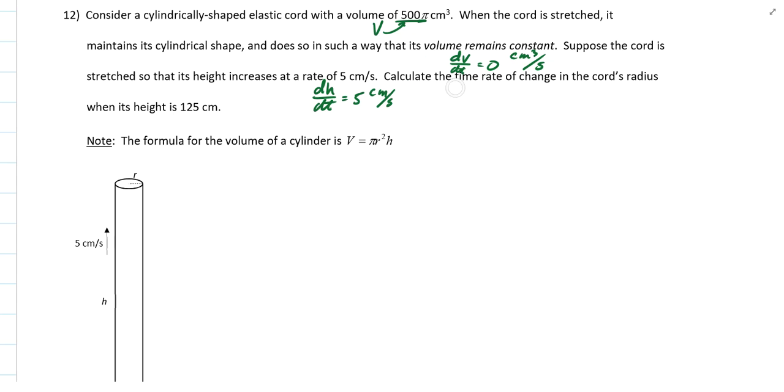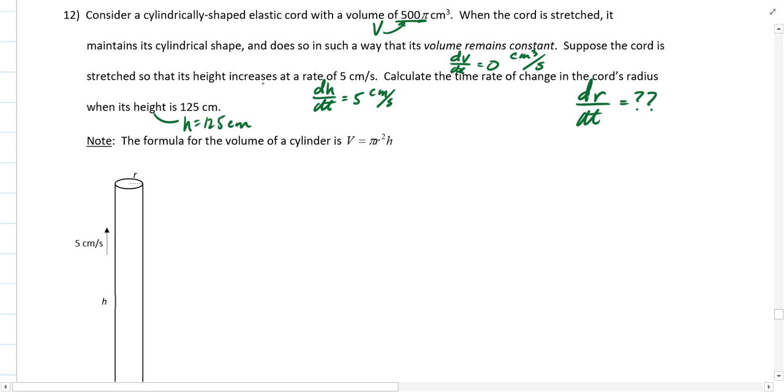Our job is to calculate the time rate of change in the cord's radius. So at what rate is the radius changing? So dr/dt with respect to time. dr/dt is what we're after here when the height, or the length, of this cord is specifically equal to 125 centimeters.